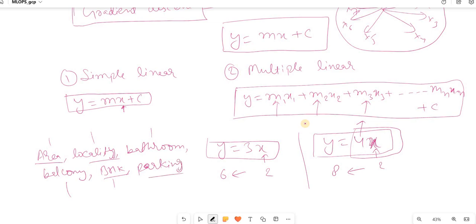And how will it come? You will understand it by seeing the M value. For the feature for which the M value, the slope, is higher, we will understand that feature is most important and more important for the price. Means by changing that feature, our price is going to change much. Okay? No confusion in this?